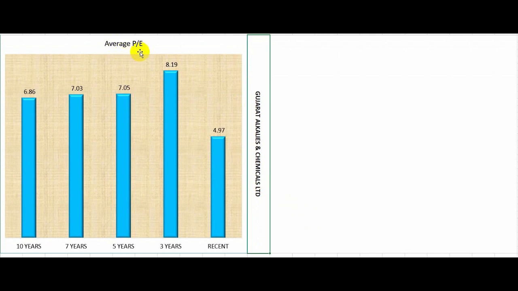Let's look at the average price earning. Over the last 3 years on average, the price to earnings was 8.19 times, and the recent one we saw was 4.97. So even in terms of 3-year comparison, the latest price earning multiple is at a discount of almost 50% to its 3-year average. In fact, even against the 5-year average, the current price earning is below that. So this is a good buy if we compare it with the 5-year average and 3-year average.